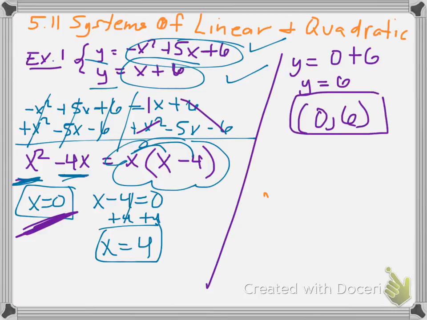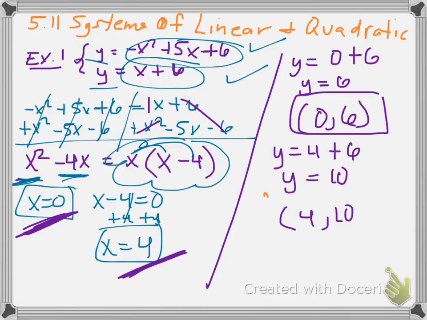This is one of my answers. Then I have to also plug in the 4. Y equals 4 plus 6. And what is 4 plus 6? 10. So my point would be 4, 10. So this is my 2 answers. The 2 things in the box at the very end, that would be your solution of the system. Are we okay? Yes. Questions?